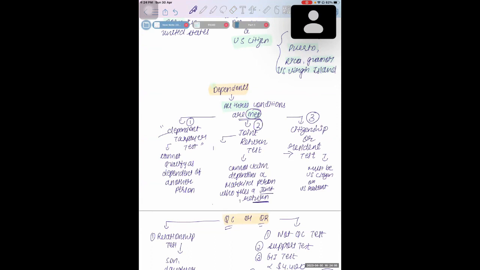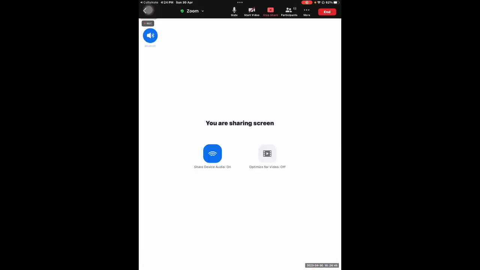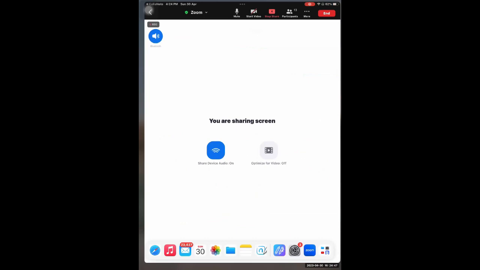For the second purpose, MFJ is not allowed, but the exception is if you're filing just for the purpose of taking refunds. Okay, got it, guys? Any confusion in this one? The last point which we discussed right now. Hitat, you got it right? Yes. Okay.